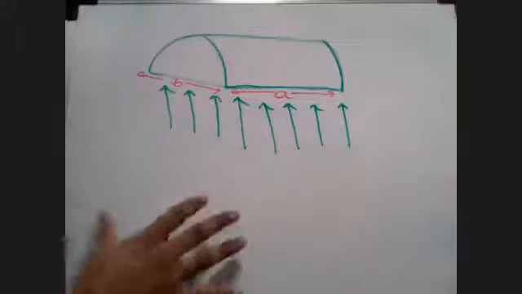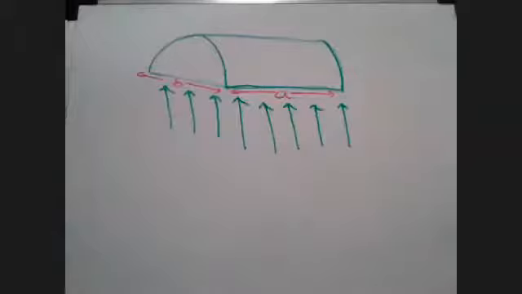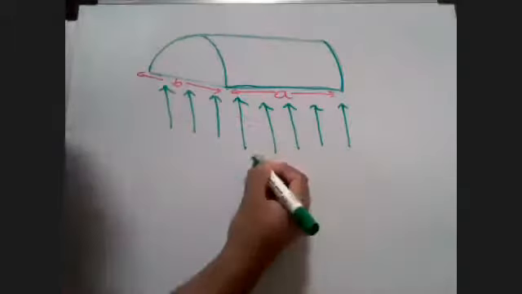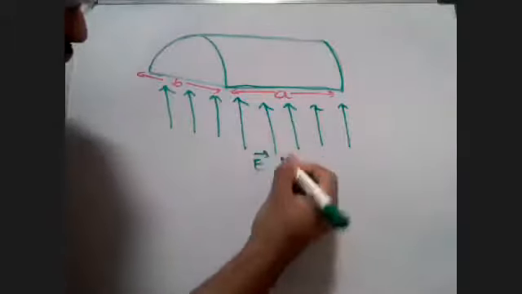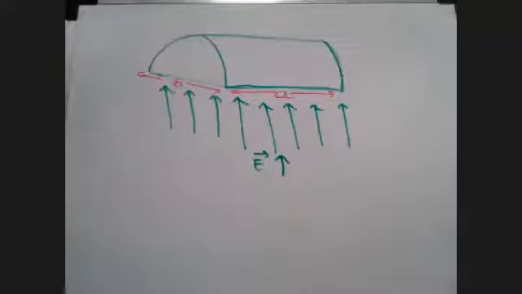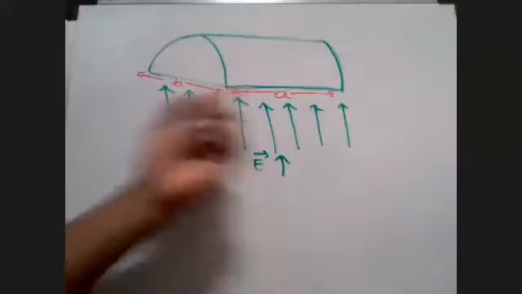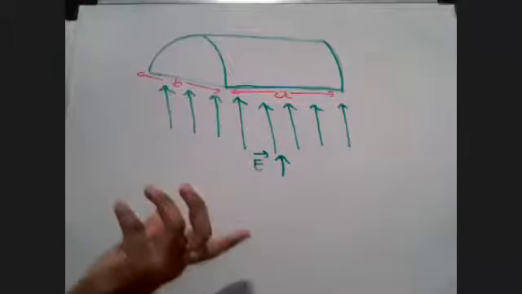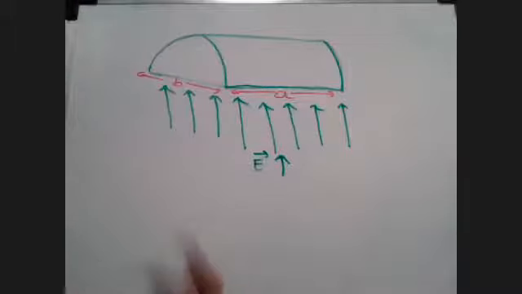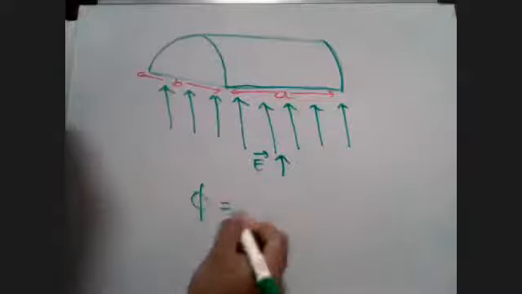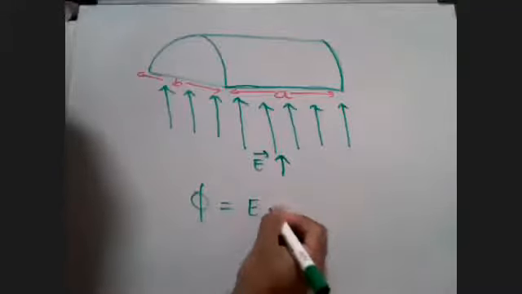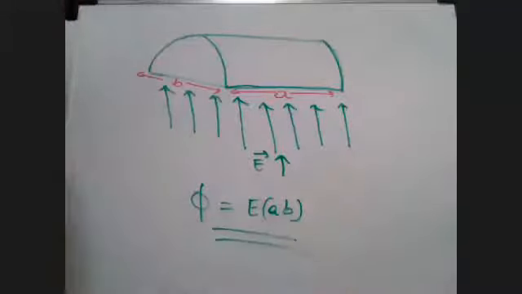So anyways, if electric field lines are at this point, what is going to be the flux? What is the projection? A rectangle. What is the area of a rectangle? Length A into breadth B, so A into B. So what is flux over here? Flux is E into A B, equal to E A B. So that is the answer to this.